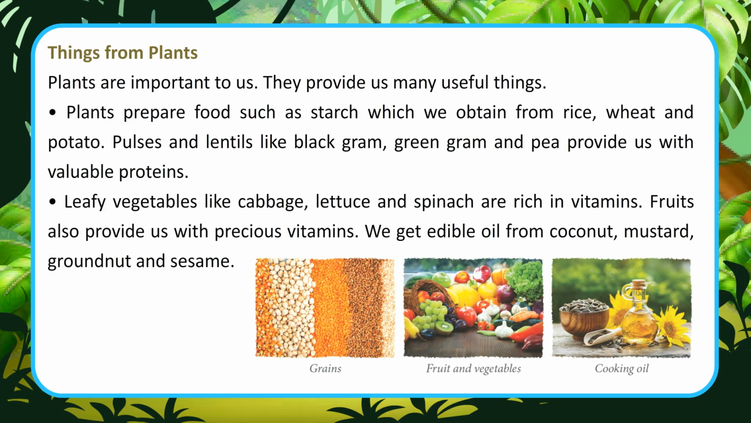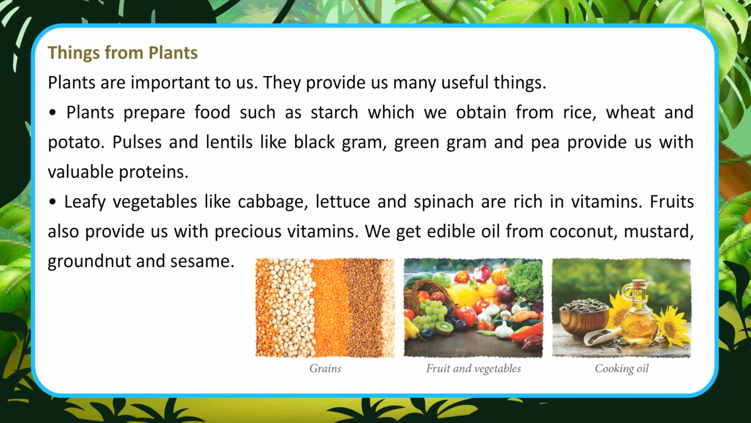Things from plants. Plants are important to us. They provide us many useful things. Plants prepare food such as starch which we obtain from rice, wheat and potato. Pulses and lentils like black gram, green gram and pea provide us with valuable proteins. Leafy vegetables like cabbage, lettuce and spinach are rich in vitamins. Fruits also provide us with precious vitamins.